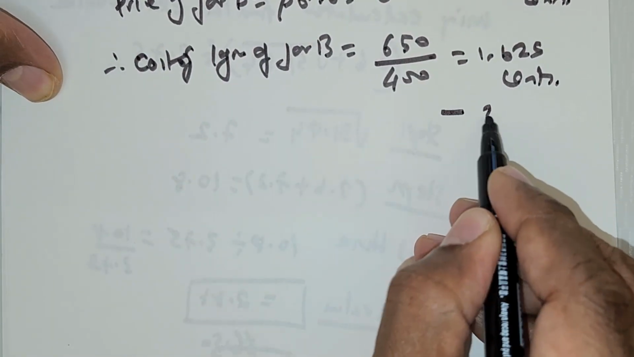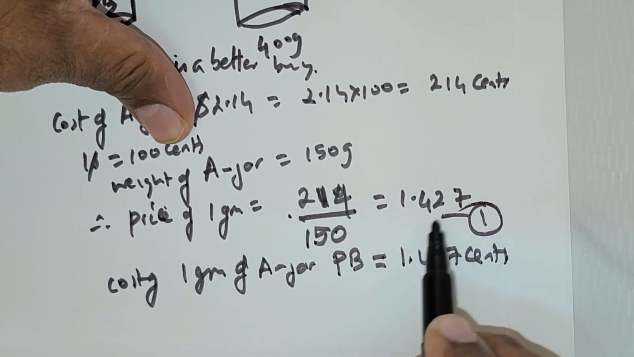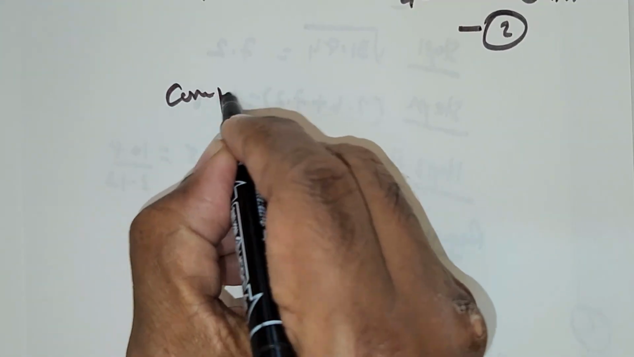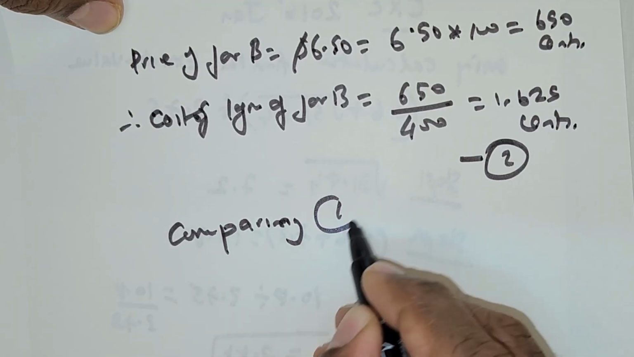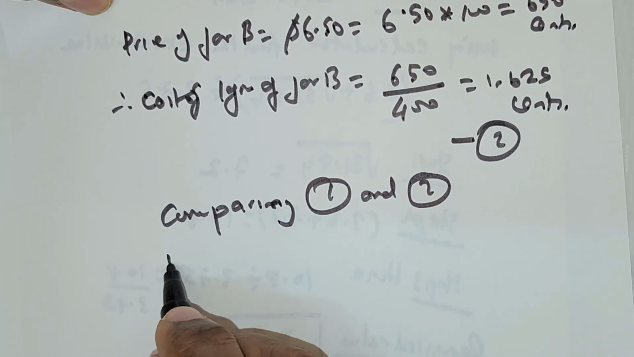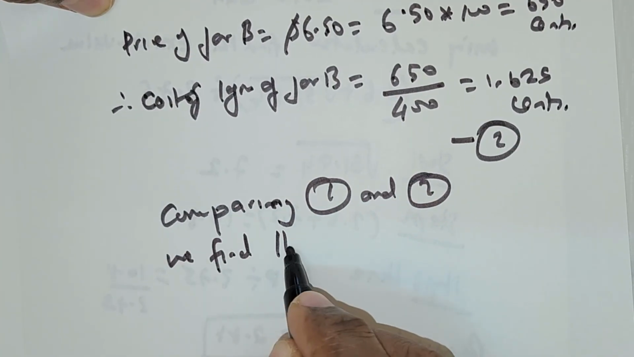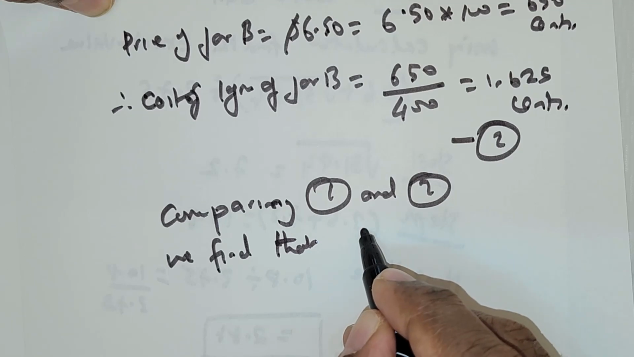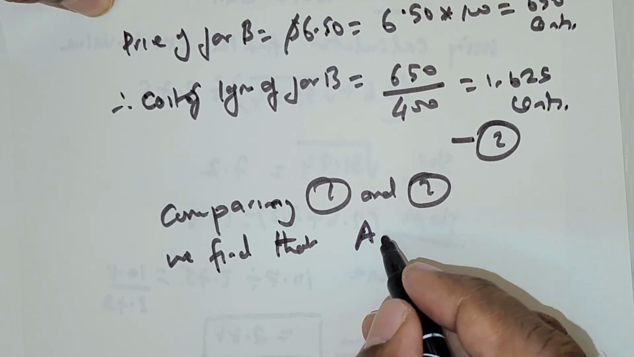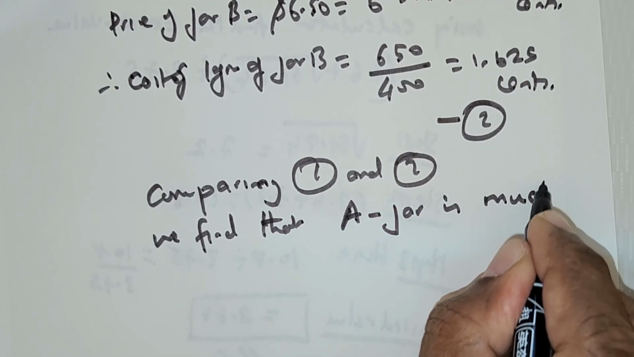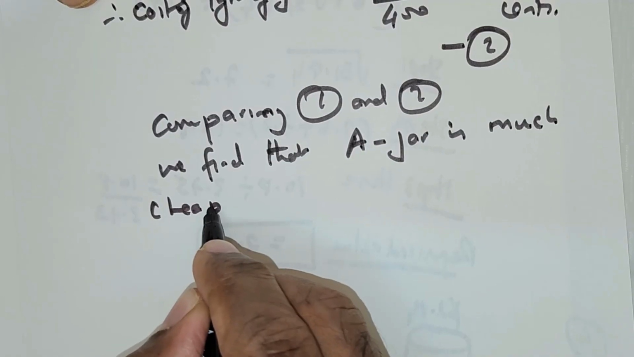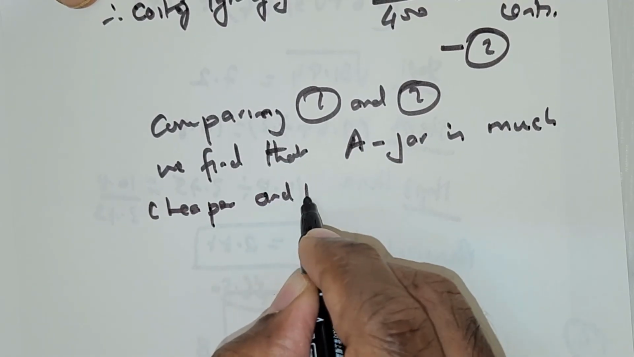So you see here, if I take this as jar 2, 1.625, and if I take this as jar 1, 1.427. Comparing 1 and 2, you find that jar A is much cheaper and hence a better buy.